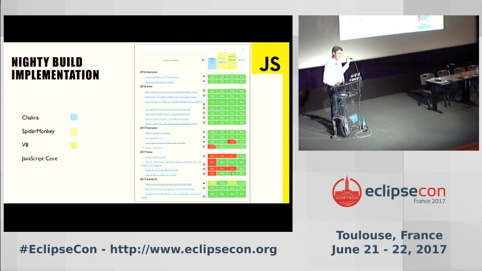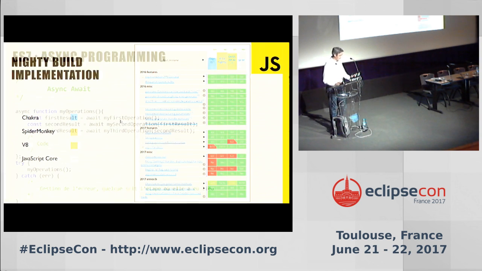You have a JavaScript engine for every browser: Chakra for Edge, SpiderMonkey for Firefox, V8 for Chrome, and JavaScript Core for Safari. Do you know which one is the first JavaScript engine, written by Brendan Eich? No? Brendan Eich was the CEO of Mozilla, and the current Mozilla browser is Firefox. So the really first JavaScript engine is SpiderMonkey. You can say it. Okay.